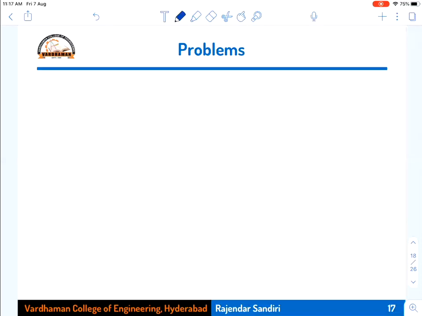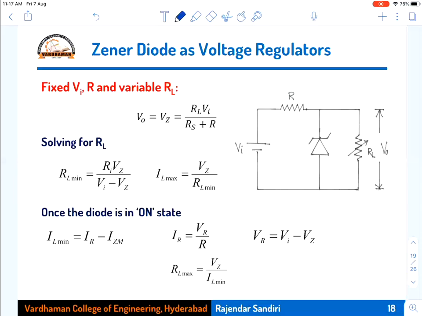Okay. Next, second case. Second case is fixed Vi and R, and variable RL. Now, under this case, what we will do is variable RL. That's why I have kept the arrow here. This RL is varying. This is fixed.